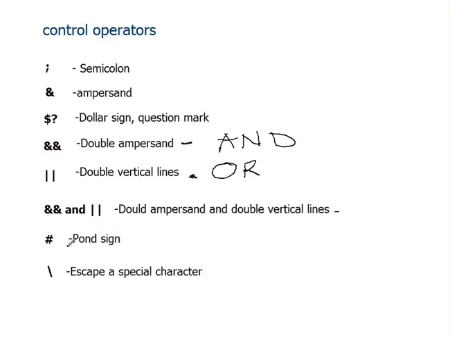The next control operator is the pound sign. Everything written after a pound sign is ignored by the shell. This is useful to write a comment alongside a shell command, but it has no influence on the command execution or shell expansion. The pound sign is used for comments in Linux.